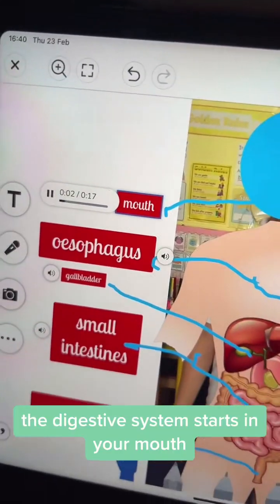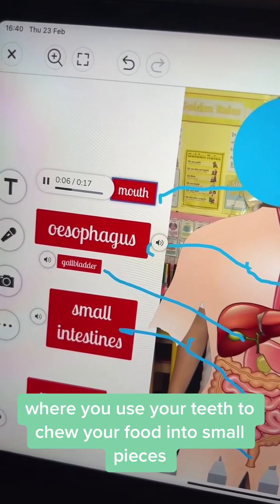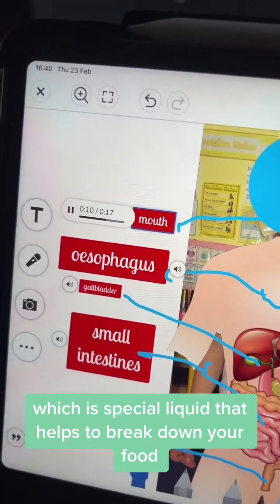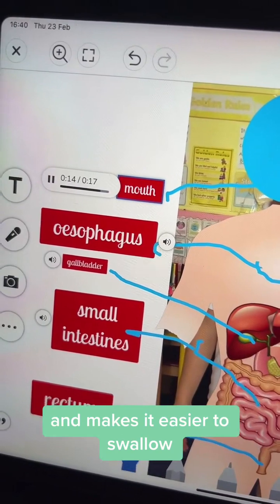The digestive system starts in your mouth, where you use your teeth to chew your food into small pieces. Your mouth also makes saliva, which is a special liquid that helps to break down your food and makes it easier to swallow.